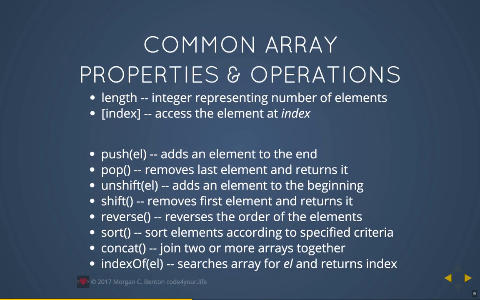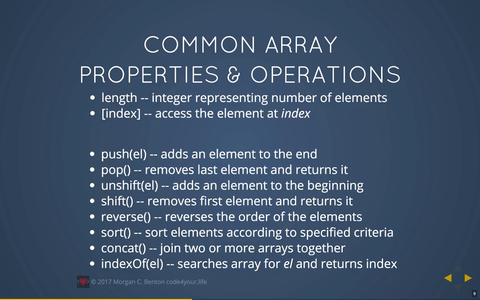So sticking with arrays, it's important to look at some of the common array properties and operations. These are properties and operations that tend to exist in nearly every programming language. For example, every array has a length property, which is an integer describing the number of elements in that array. You can access an element at a particular index by putting that index in square brackets. Now, not every programming language uses the square bracket syntax, but I would say 80 to 90% of them do. So you're going to see that very commonly. And if you're doing trial and error with a new programming language, you can try that out.